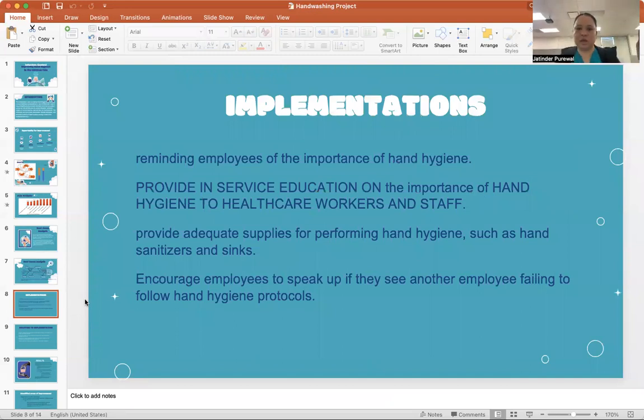So hand washing and also using hand sanitizers is very important in preventing and spreading the infection in healthcare facilities. So for our implementations, we'll be reminding employees of the importance of hand hygiene, provide in-service education and the importance of hand hygiene to healthcare workers and staff, provide adequate supplies for performing hand hygiene such as hand sanitizers and sinks, and also encouraging employees to speak up if they see another employee failing to follow hand hygiene protocols.